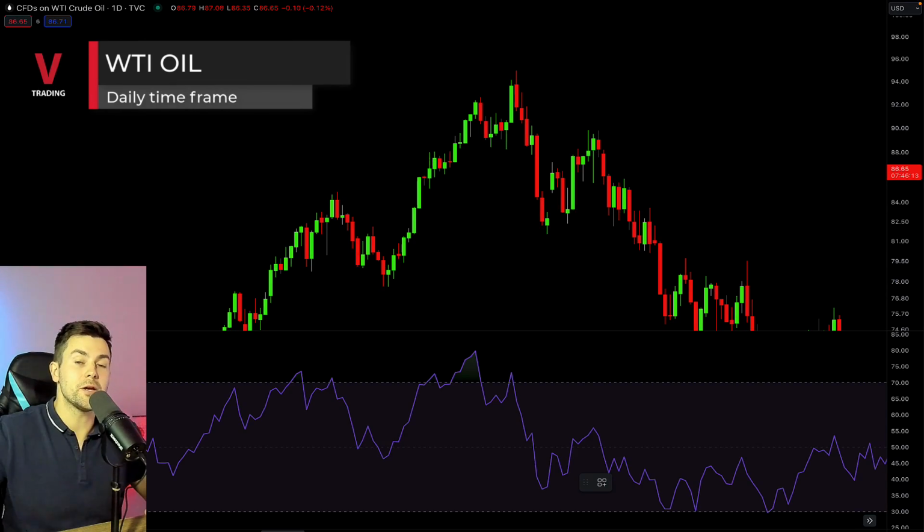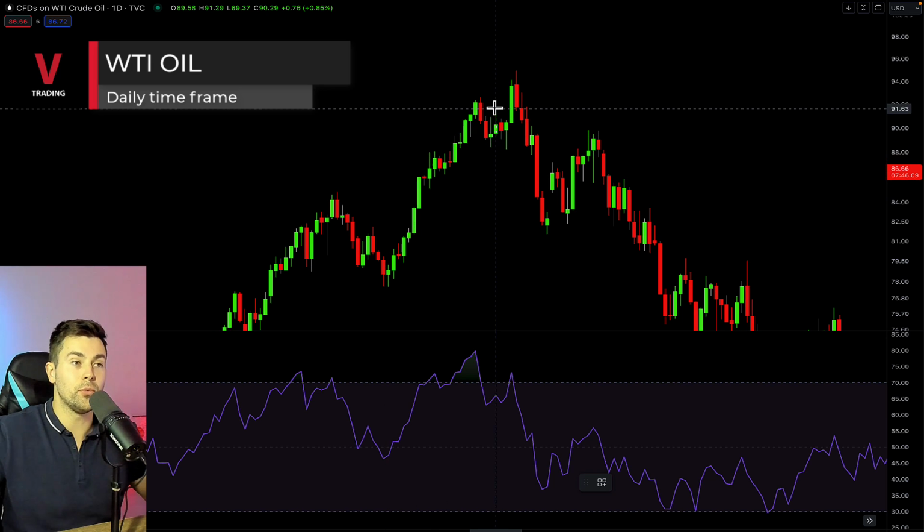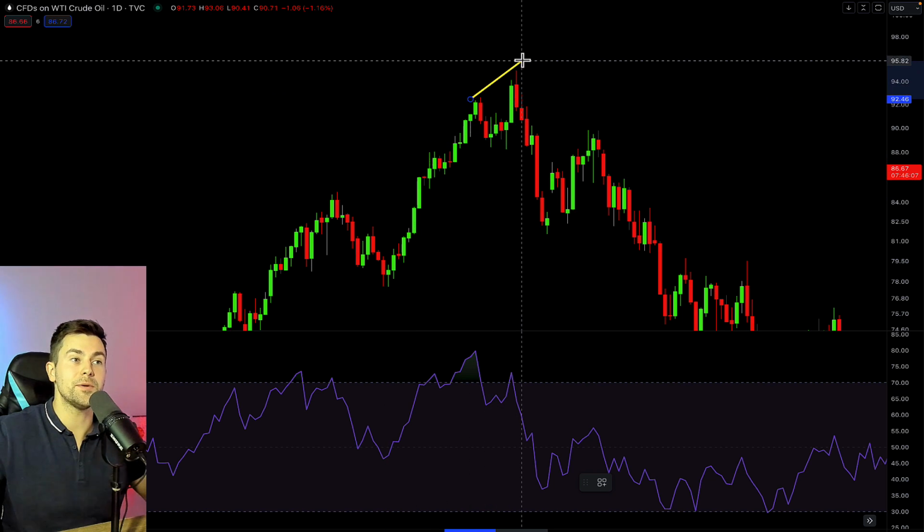Take a look at the price action on WTI crude oil. You can see that oil was trading in a strong bullish trend, and here we see the sequence of two higher highs.